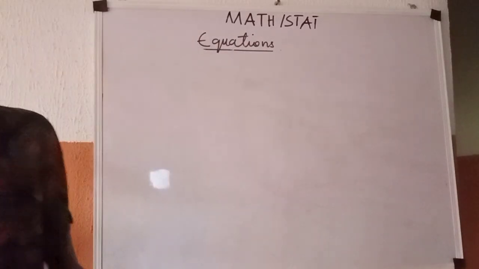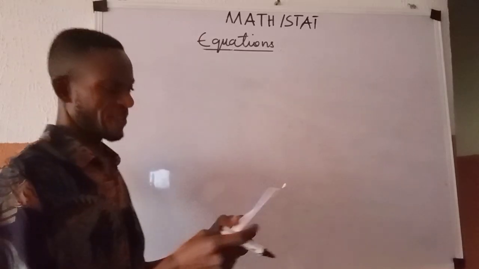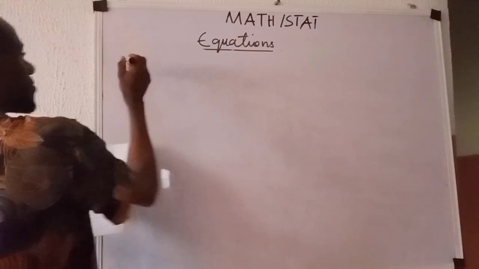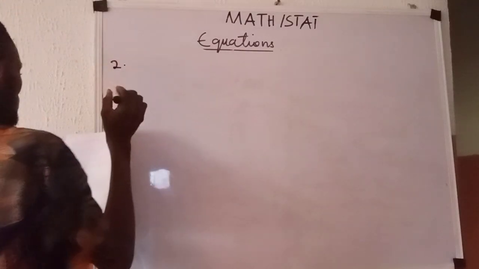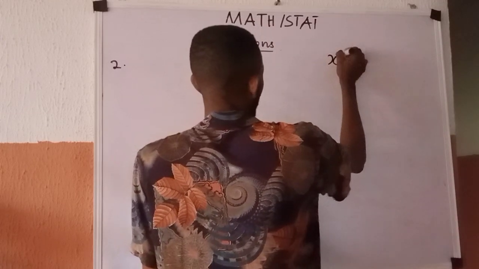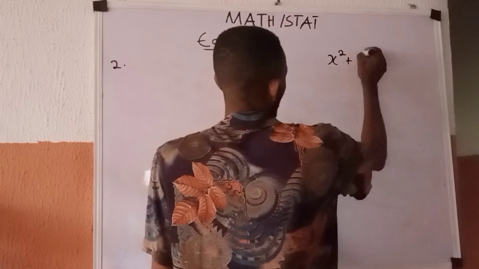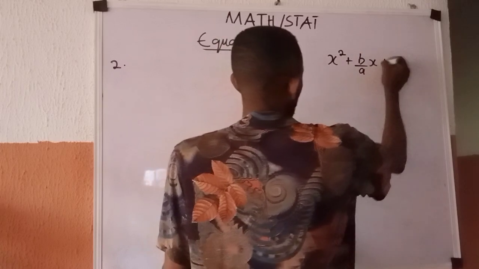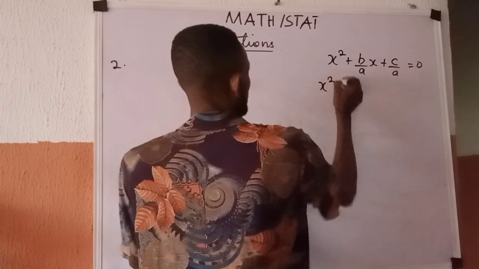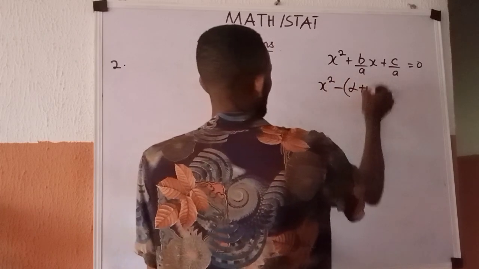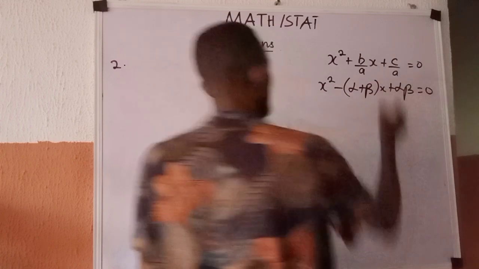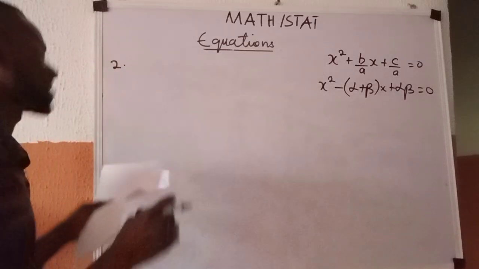Okay, let us try and look at this one equally. This one is given as this. This one is given as this. Number 2. Okay, but before we solve that, we are going to place these on the board. This is x raised to power 2, then we have a plus b all over a of x plus c all over a equals 0. And we had x raised to power 2 minus alpha plus beta of x plus alpha beta equals 0. These are the two equations which we must always remember.